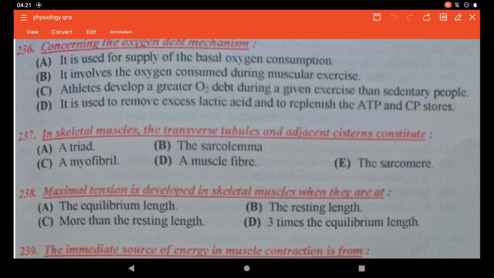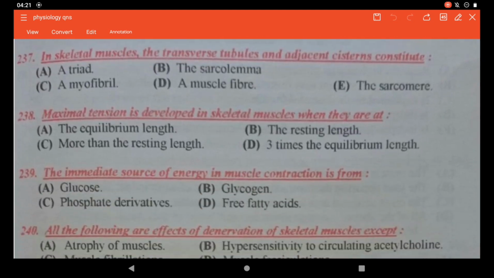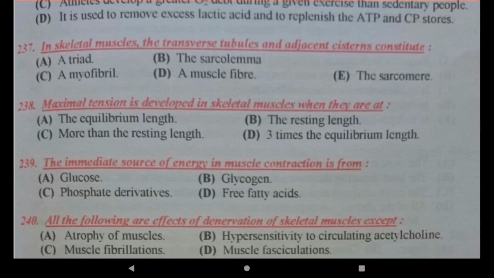236, 238. The maximal tension is developed in a skeletal muscle when they are at A. equilibrium length, B. resting length, C. more than the resting length, D. 3 times the equilibrium length. We are looking out for the most correct answer. The most correct answer is B.